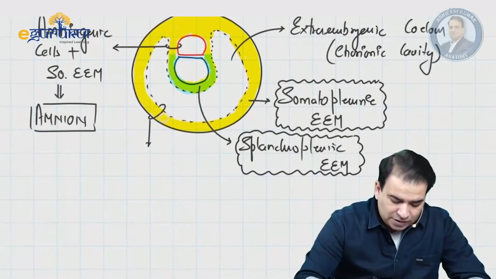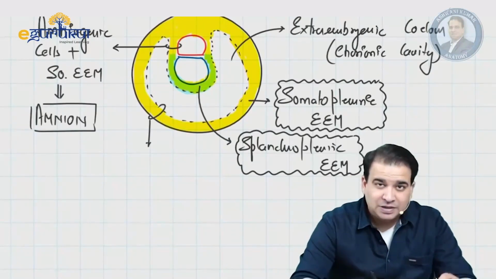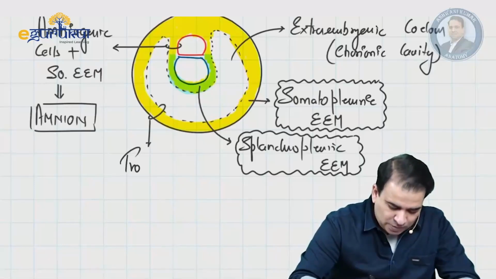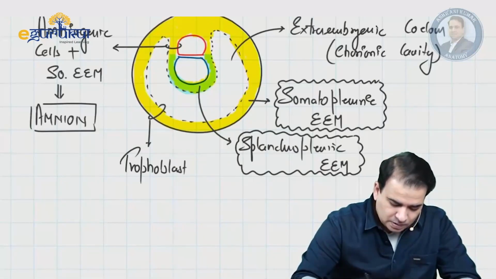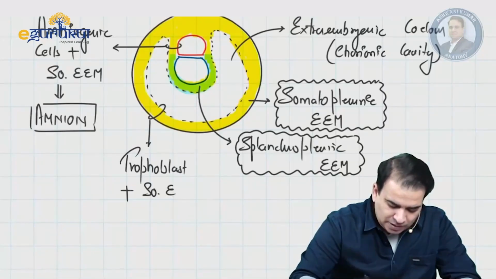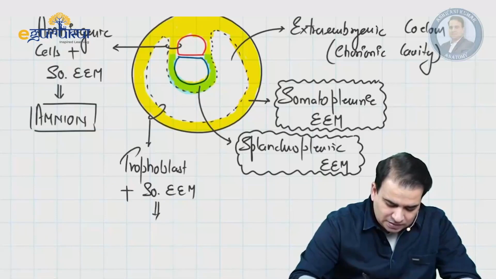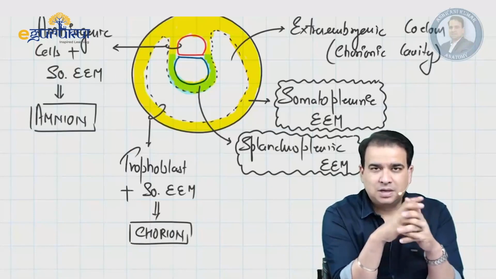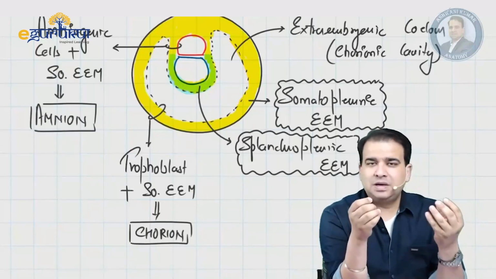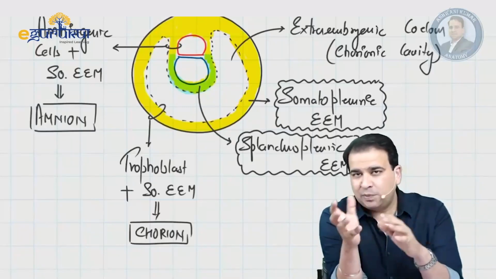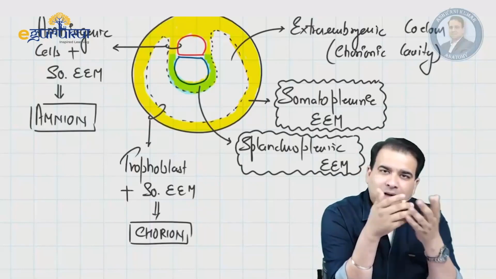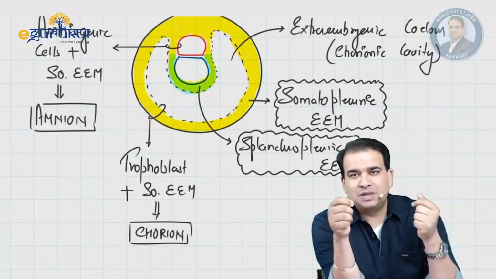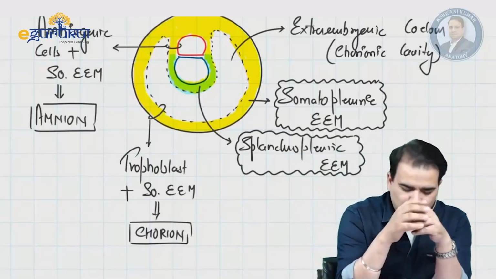Whereas if you look at this, trophoblast with somatopleuric extraembryonic mesoderm, but this time it is a trophoblast, more precisely a cytotrophoblast. Trophoblast plus somatopleuric extraembryonic mesoderm together are called the chorion. I'm sure you have all heard of these two terms, chorion and amnion. That's exactly what they are. Amnion is the somatopleuric extraembryonic mesoderm with the amniogenic cells, and similarly chorion is the trophoblast with the somatopleuric extraembryonic mesoderm.